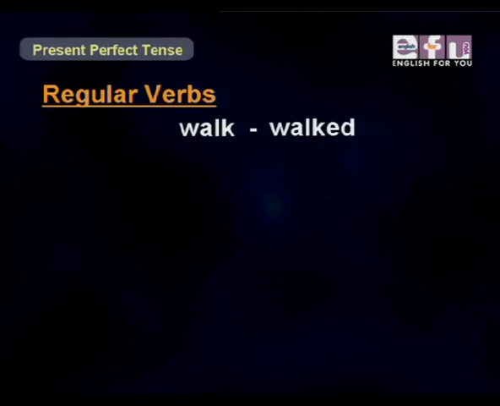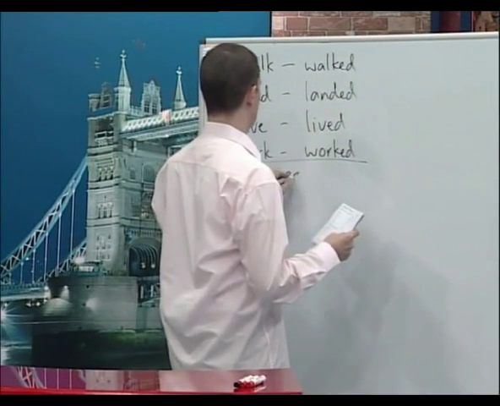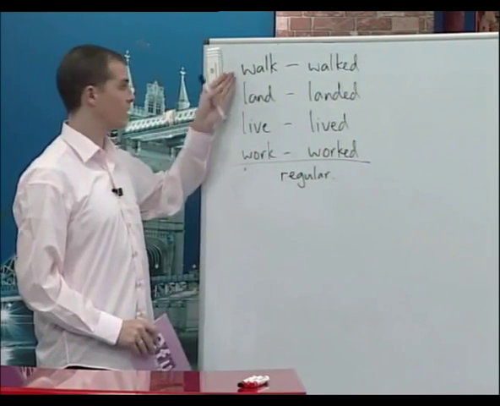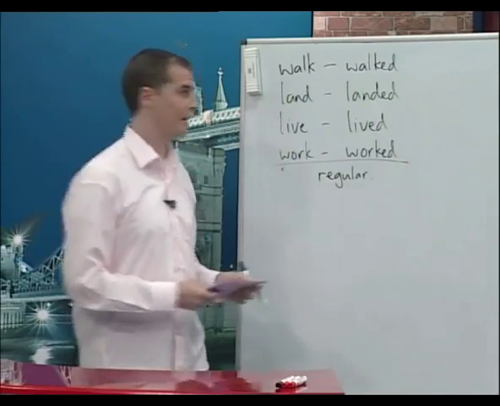Walk becomes walked. Land is landed. Live, lived. And work is worked. These are the regular past participles. However, some verbs have irregular past participles.